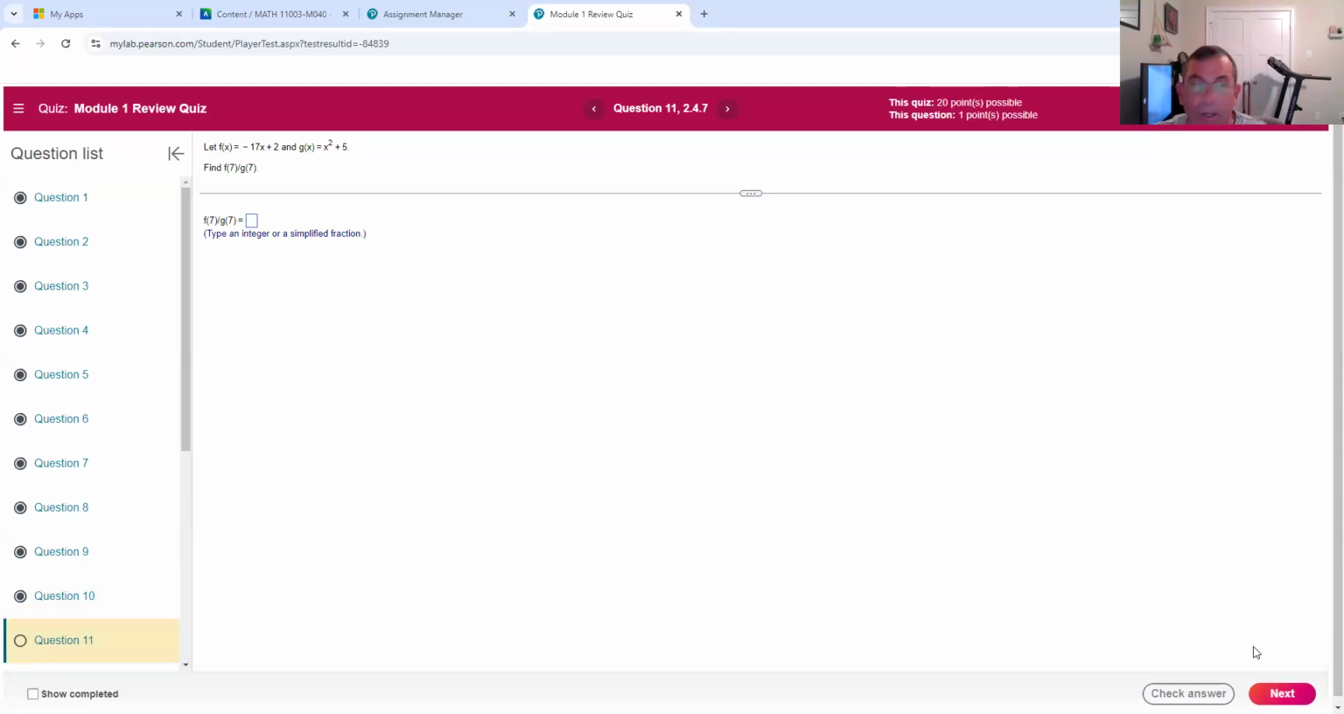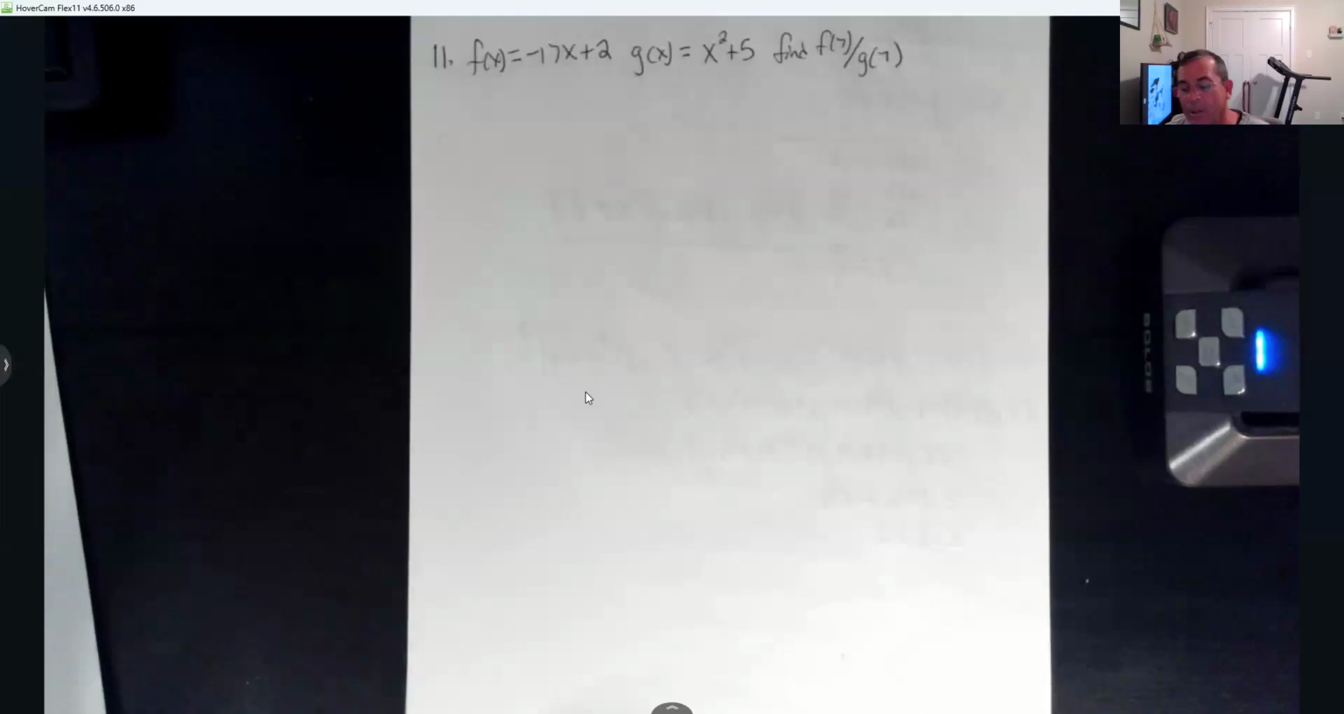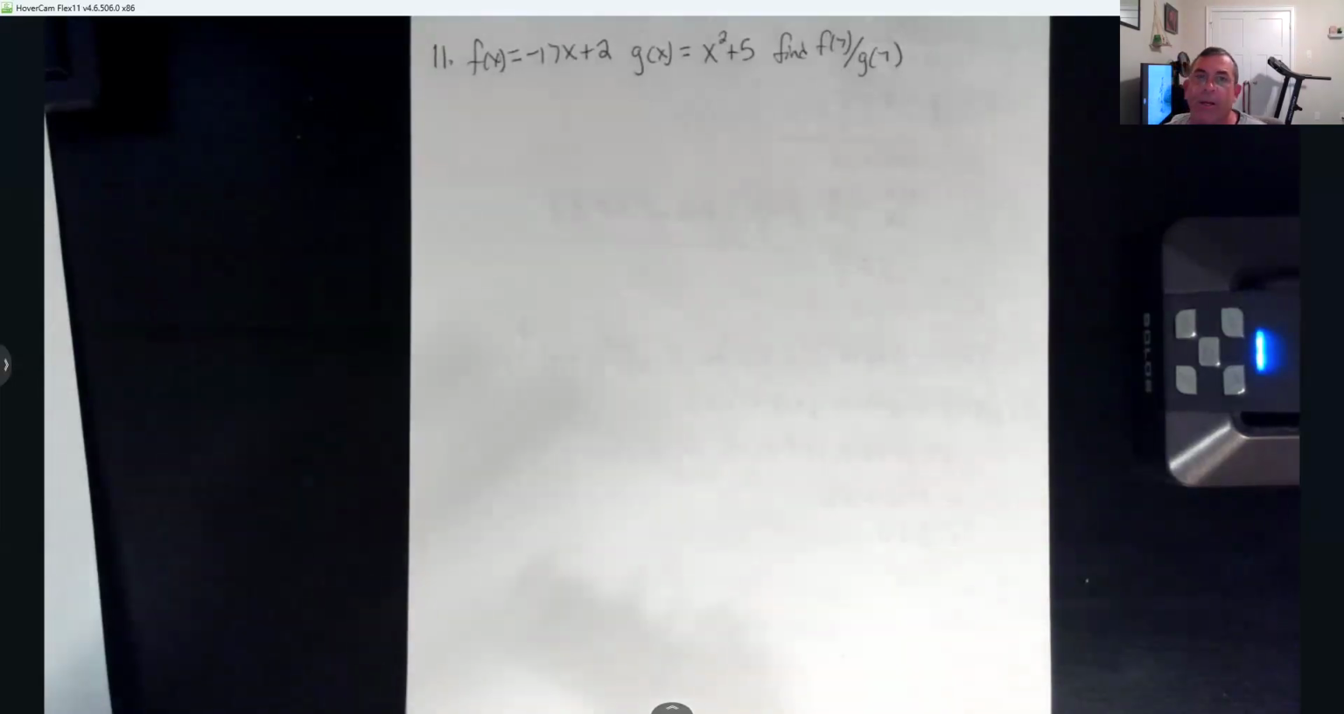All right, y'all. So 11 should be another one of these. So 11, f of x equals negative 17x plus 2. G of x equals x squared plus 5. They want me to find f of 7 divided by g of 7. Now, y'all pay attention on this one. For some reason, this one gives people the most fits on this test, okay? And it's because they're losing signs or doing the wrong reducing or something, okay?